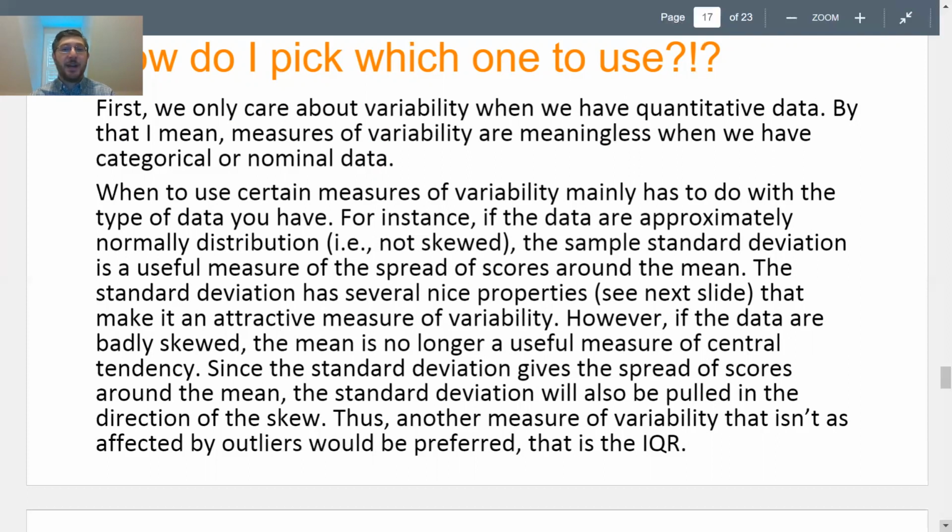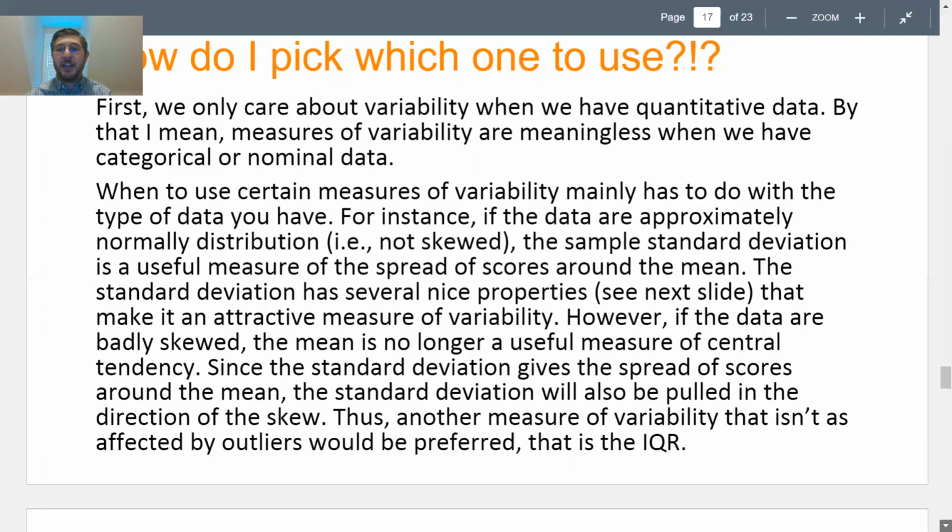If the data are badly skewed, the standard deviation gives us the deviations from the mean. If the distribution is skewed, the mean's not a good measure of central tendency, so deviations from that measure of central tendency may not be useful either. So if the data are skewed, we may want to consider another measure of variability like the interquartile range.